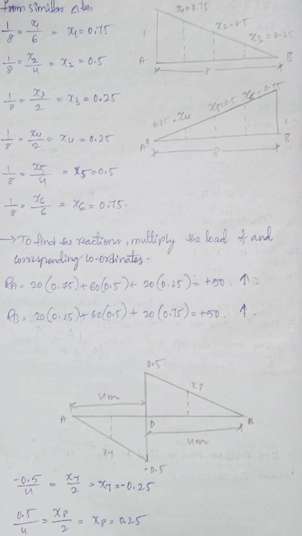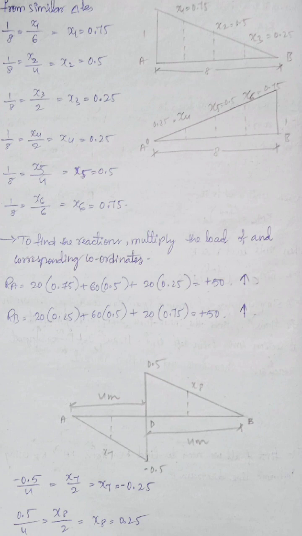From similar triangles, 1 divided by 8 equals x1 divided by 6. From here we get x1 equal to 0.75. Similarly, 1 divided by 8 equals x2 by 4, so x2 is 0.5. 1 divided by 8 equals x3 by 2, x3 is 0.25. So we need to write the ordinates there.